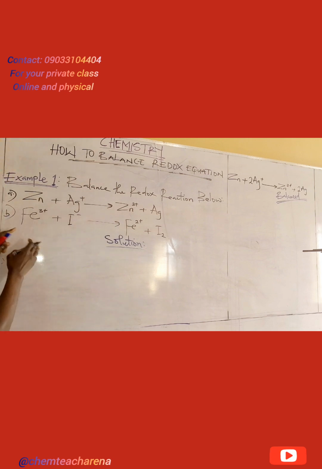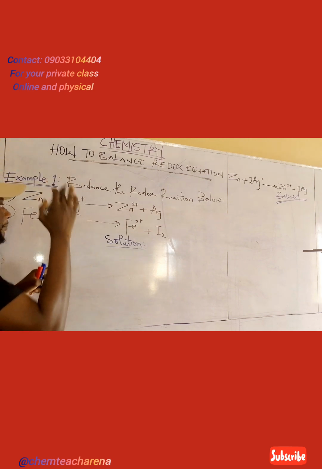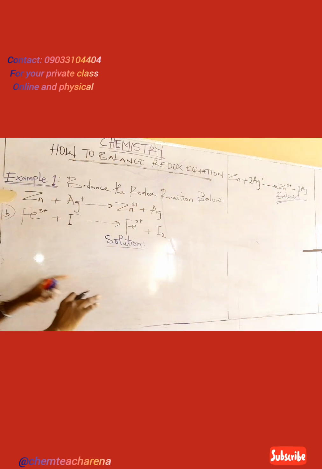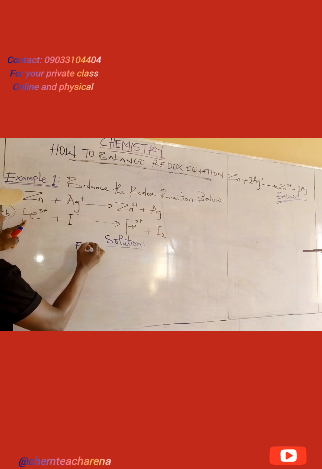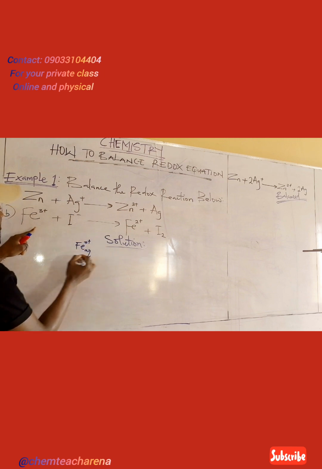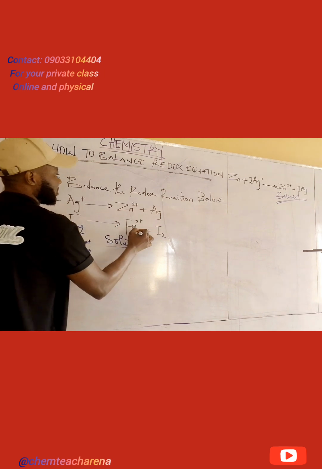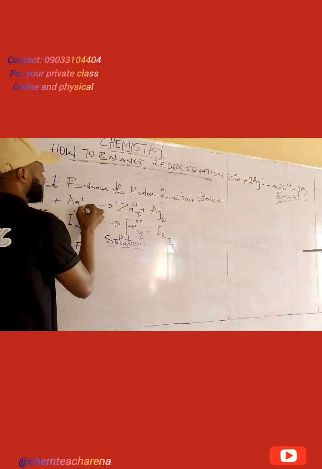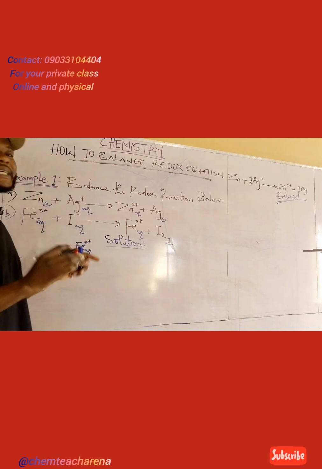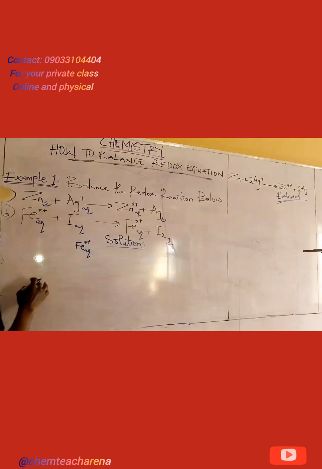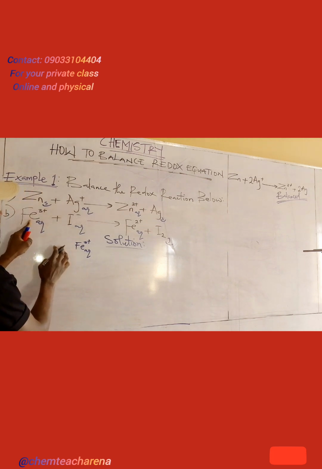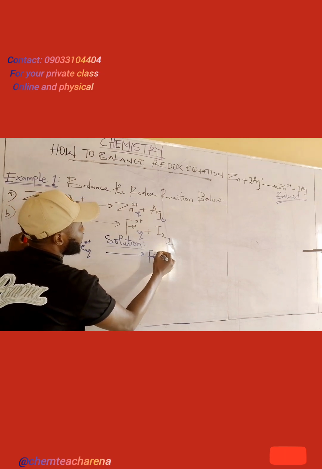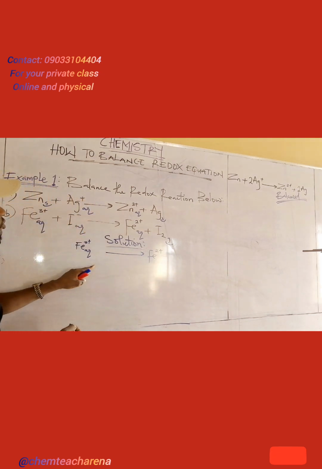So for the second one, let me just solve straight. What do I need to do first? Break the equation into 2 half cells, oxidation and reduction. So let me pick my first, which is Fe3 plus aqueous. Anyone that has charge, plus or minus, put aqueous. So we have Fe3 plus, we have to give you Fe2 plus.